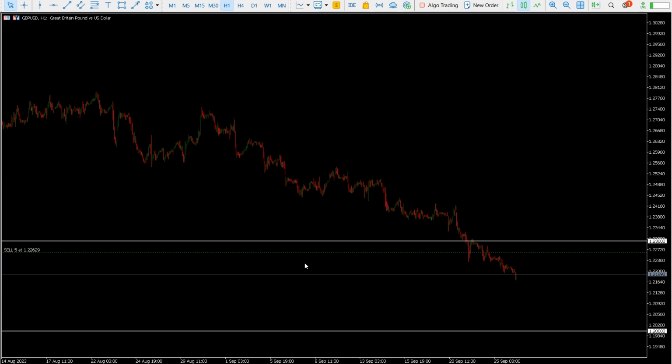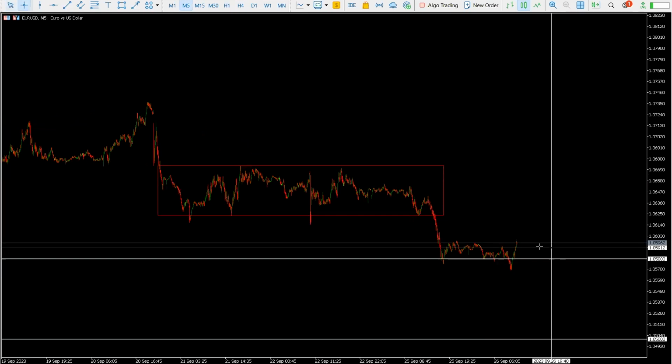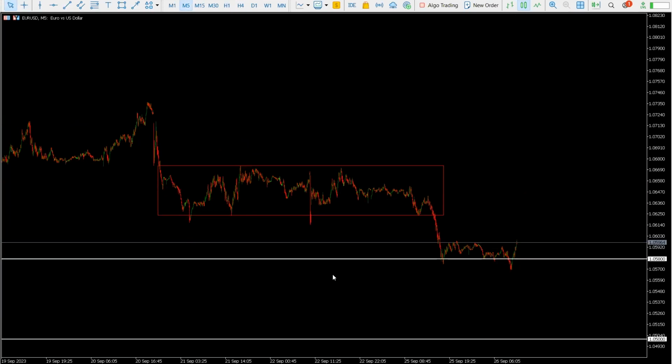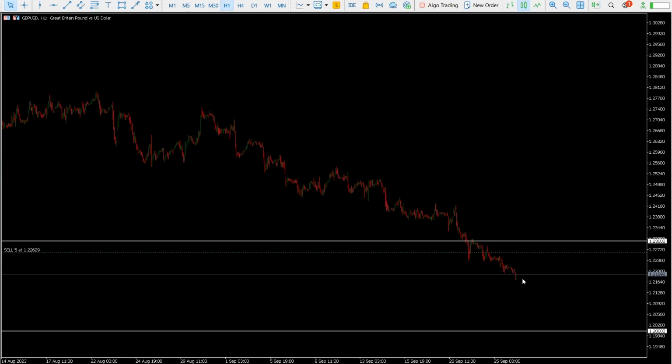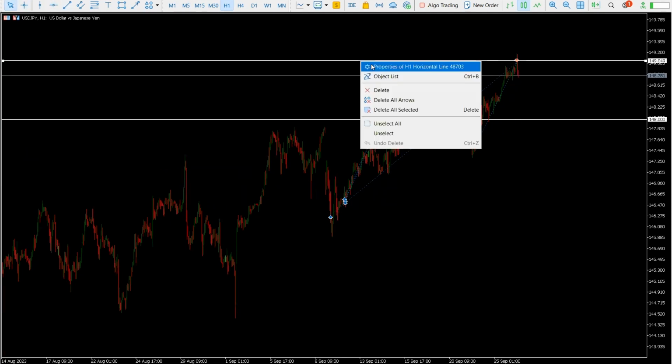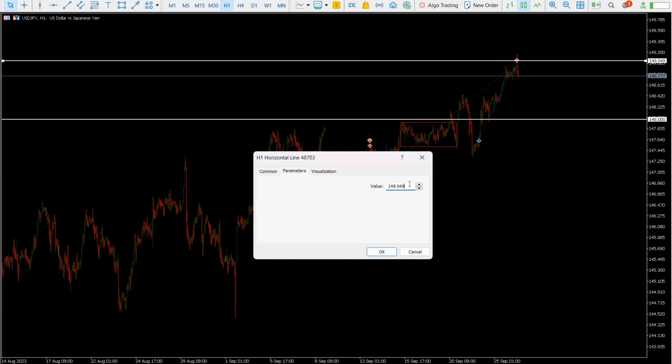All right, so Eurodollar, in my opinion, continues to go short. We're going to have a small pullback probably today, tomorrow. And then pound, my target is 120 now. Now, if we go to USDJPY, I've just hit my whole target. So we had the first one at 148, and then my target was at 149.